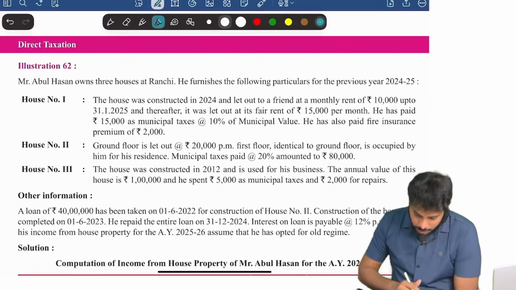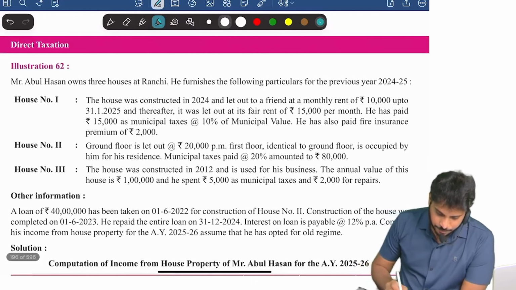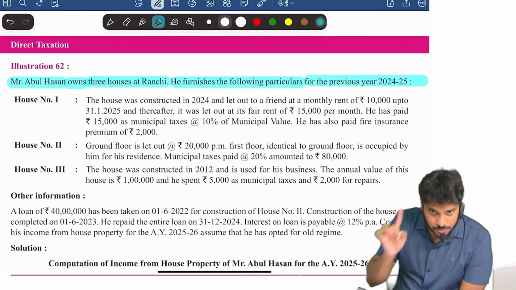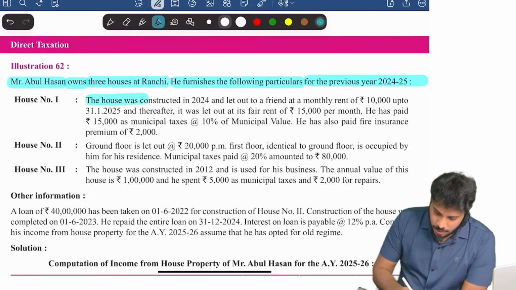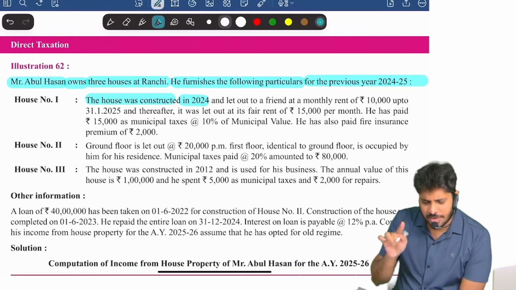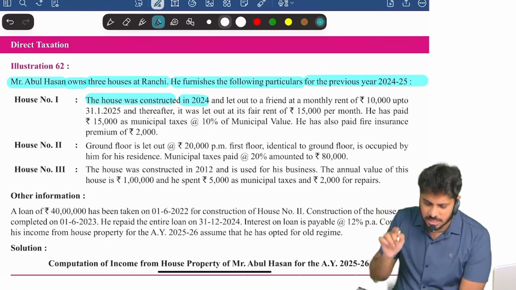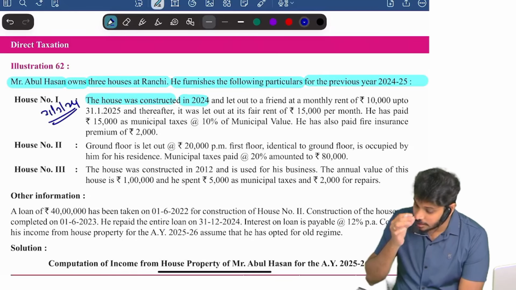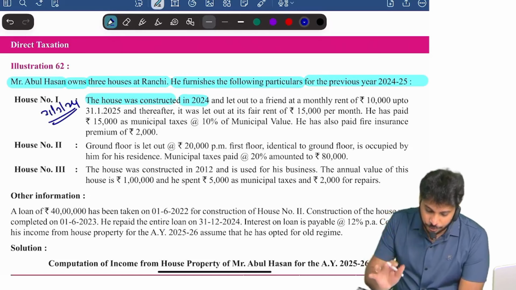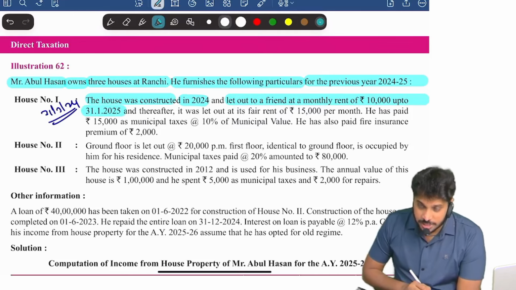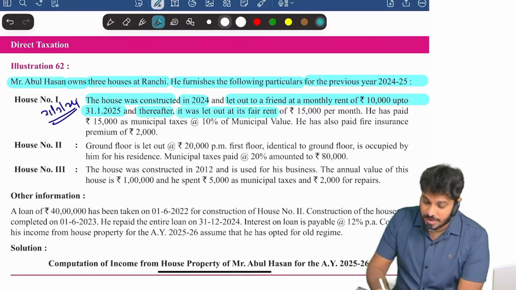Illustration number 2. Oh my god, so many questions. Abdul Hassan owns 3 houses at Ranchi. He furnishes the following particulars for the year 24-25. The house was constructed in 2024, which means I assume it is constructed after April 2024, so pre-construction period end is 31st March 2024. Fine, we'll see. It was let out to a friend on a monthly rent of 10,000 up to 31st January 2025. And thereafter it was let out at its fair rent of 15,000 per month.